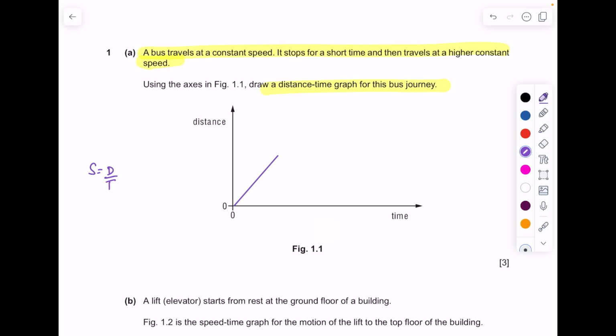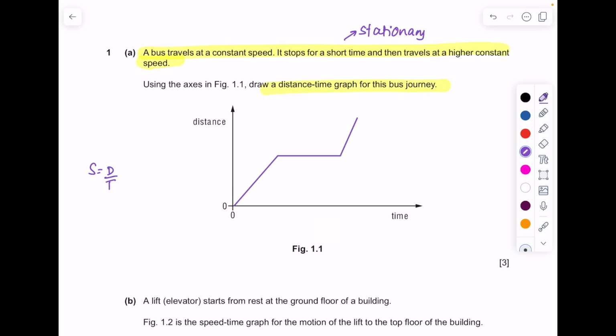It says it stops for a short time. That means that it's stationary and goes no further distance. So in terms of our graph line, we need to draw a horizontal portion to represent the fact that it hasn't moved any distance whatsoever. And then it says that it travels at a higher constant speed. So again, we need a straight line, but because it's traveling at a faster speed, we need a steeper gradient.